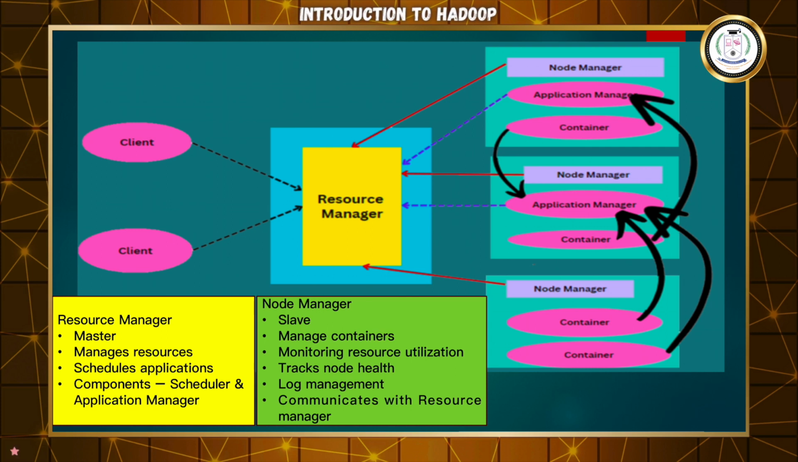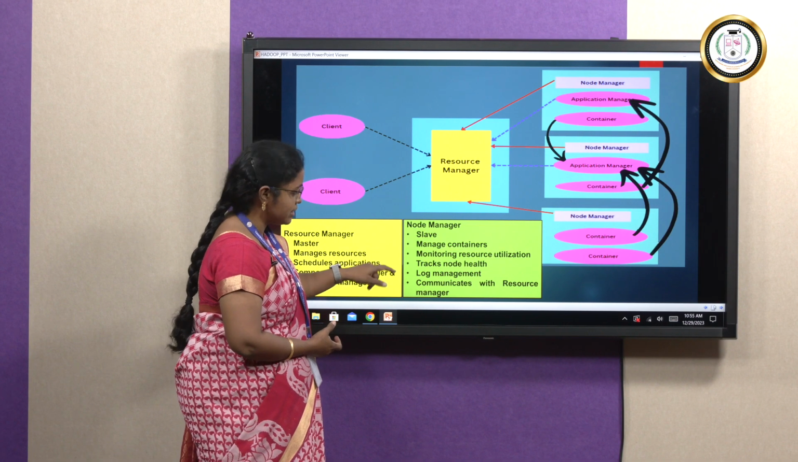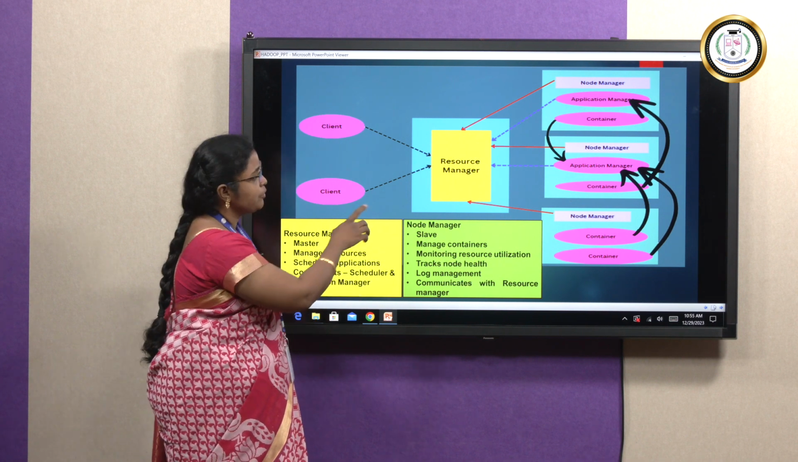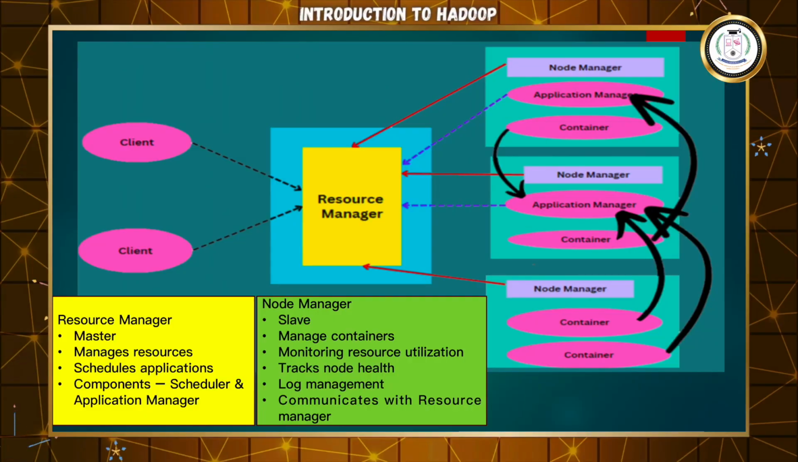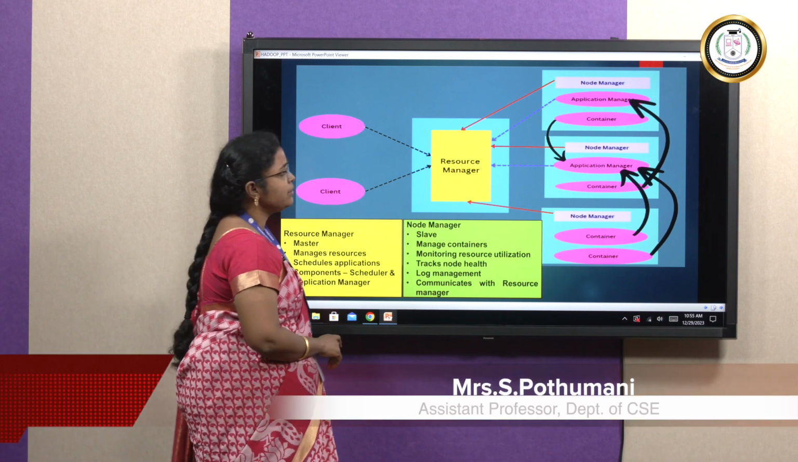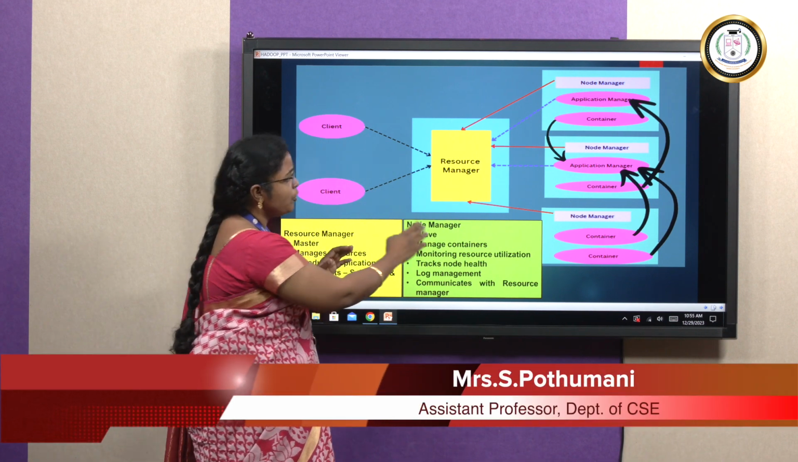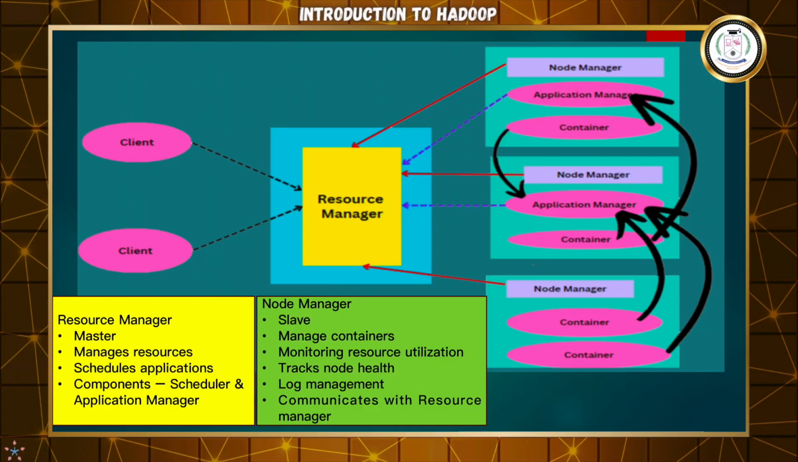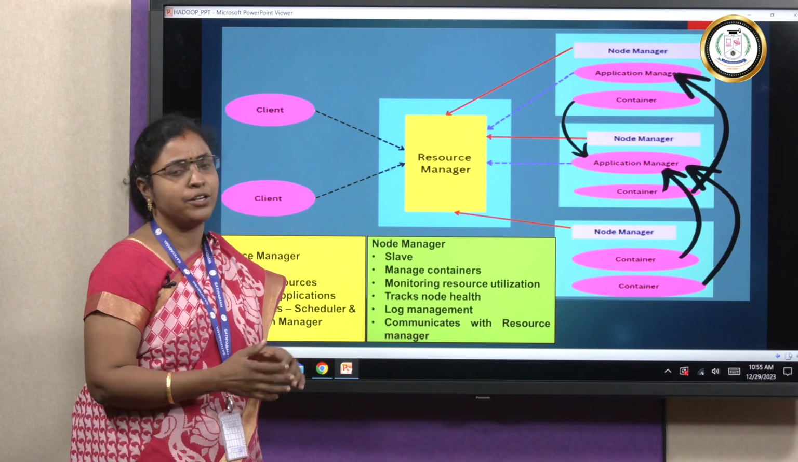It monitors the resource utilization and tracks the node health, whether the node is capable of handling these types of requests or not, and how to maintain the log files, that is log management, and communicates with the resource manager. These are all done by the node manager. First, the client is going to submit the request to the resource manager. The resource manager will schedule for the application manager. The application manager accepts the jobs and negotiates the containers. The node manager is going to provide the node status to the resource manager, and containers are allotted to the application manager, and they provide the results for the map and reduce tasks.